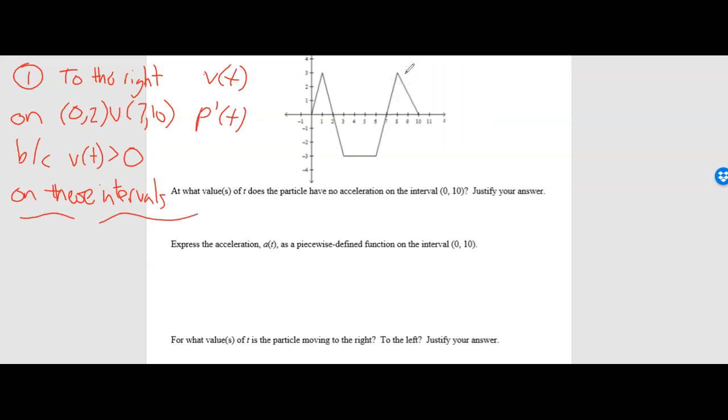Then we can do moving to the left. All right, the left represents the negative direction, which means we can think of our original function as decreasing, which means we need to think about the derivative or the velocity graph as being negative, right? Our original function is decreasing when our derivative is negative. And you could think of something moving to the left or moving backwards when our velocity is negative. So to the left on the intervals, on 2 to 7. And that's it, right? That's the only time the graph is below the x-axis. So because v of t is less than 0 on these intervals.